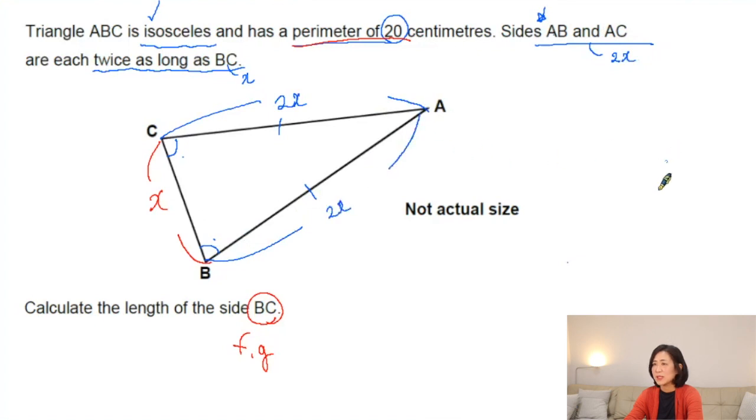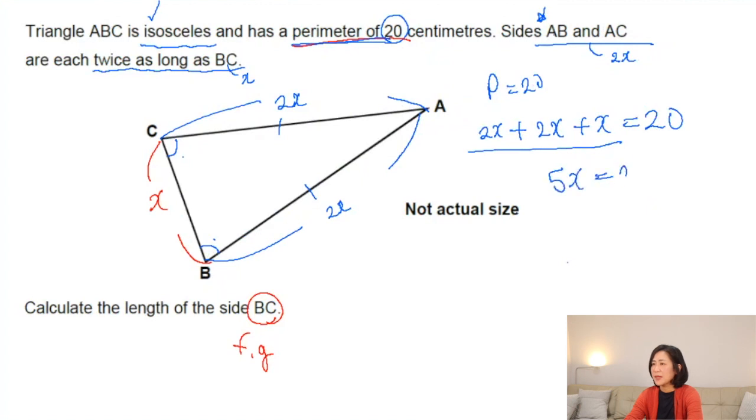Now we've done everything. What we need to do is use the perimeter. The perimeter is 20. So using the perimeter, we can come up with our equation. 20 equals 2x plus 2x plus x. Then let's collect the like terms. We've got 5x equals 20. And finally our final goal, x is 4 centimeters. Right, so well done.